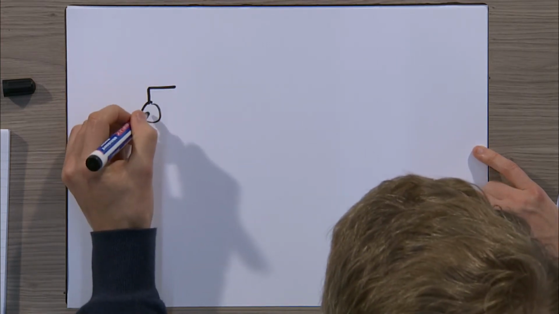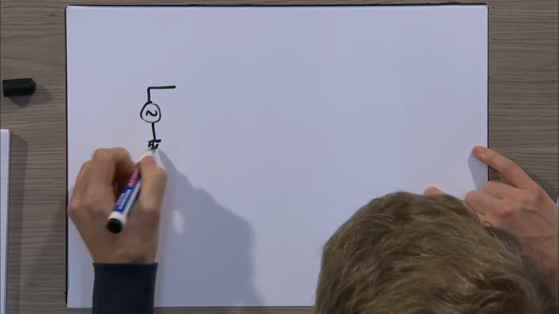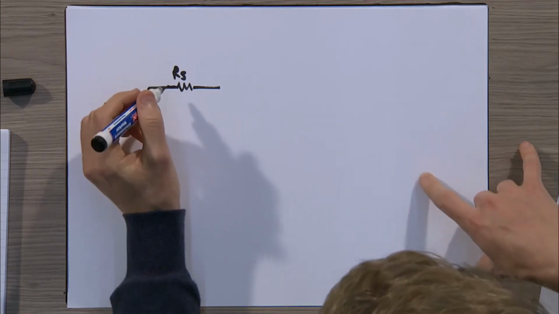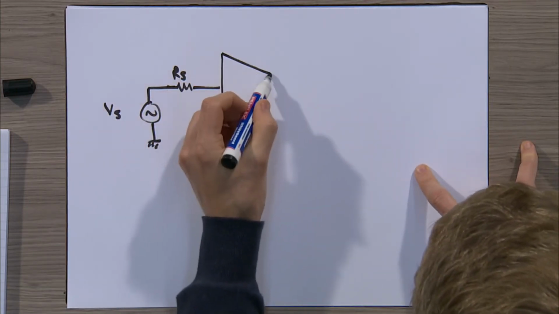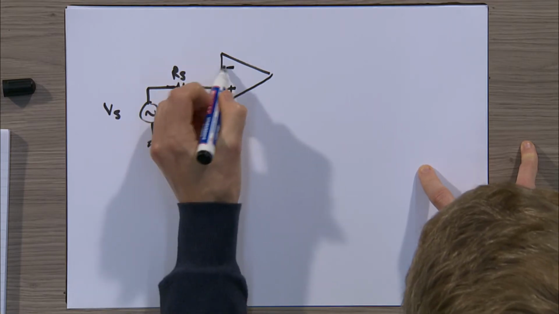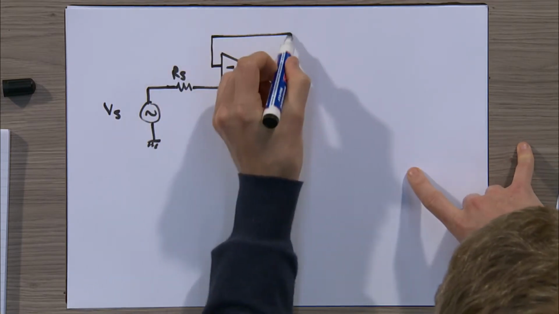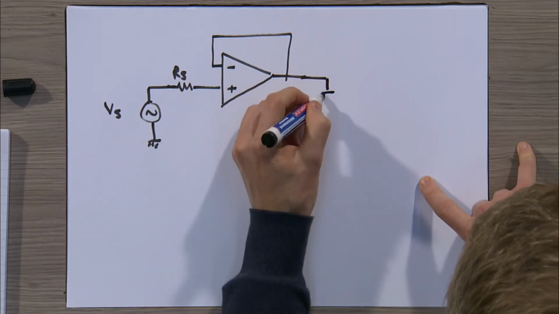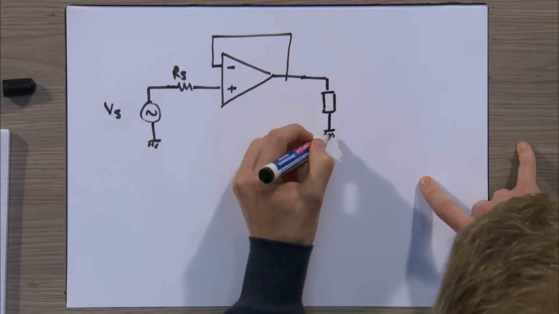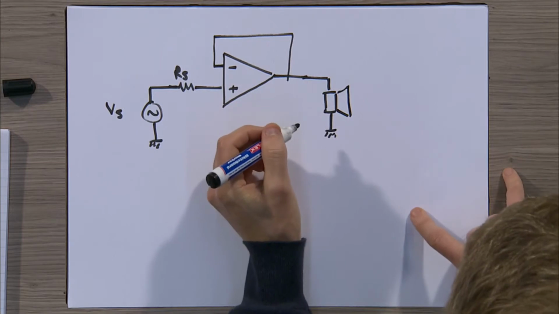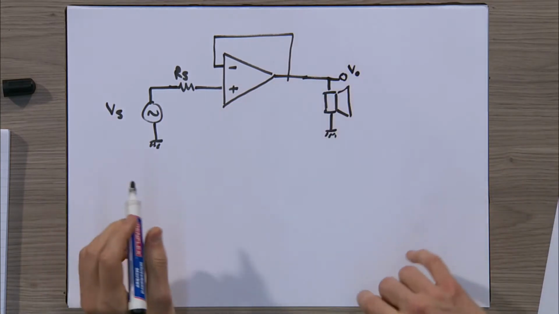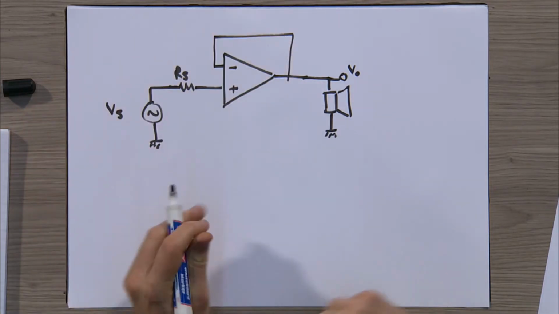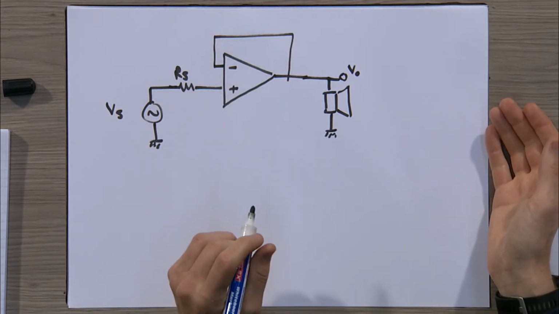So we have our microphone. We have its resistance, Rs, connected to the non-inverting terminal of our operational amplifier. We have the voltage follower configuration, direct feedback. And this port over here will now be connected to our speaker. This is our output voltage. So you can see we have effectively cut the microphone part, put it on the one side, and cut out the speaker part and put it on the other side.